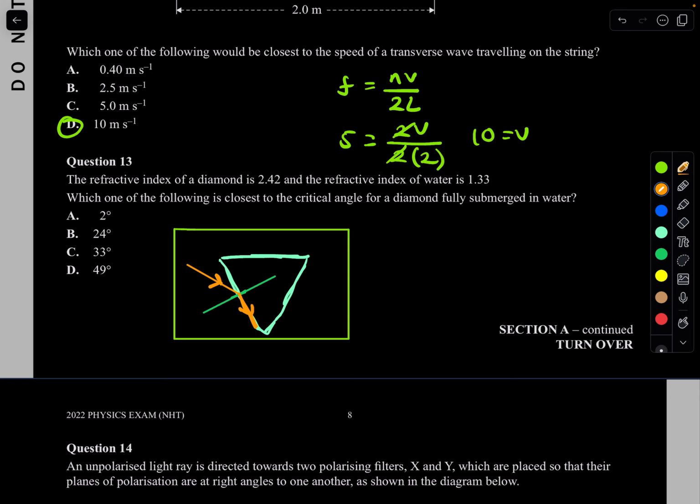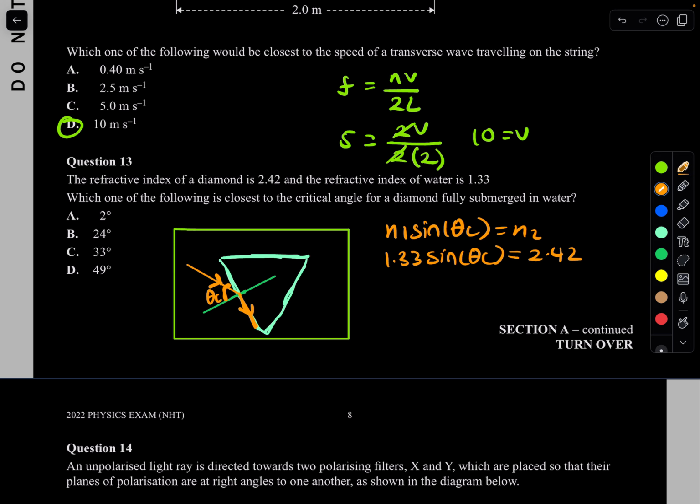So, are they asking us that? Are we going from the water? So N1, and this is your critical angle, by the way. N1 sine of the critical angle is equal to N2, where N1 is, we're going from water, which is 1.33, sine theta C is equal to N2, which is inside the diamond, which is 2.42. So 2.42 divided by 1.33, and then sine inverse of that is, it's an error.